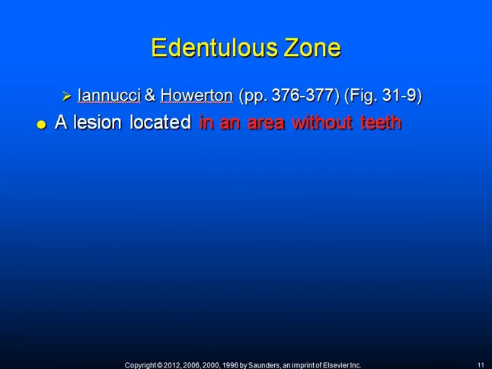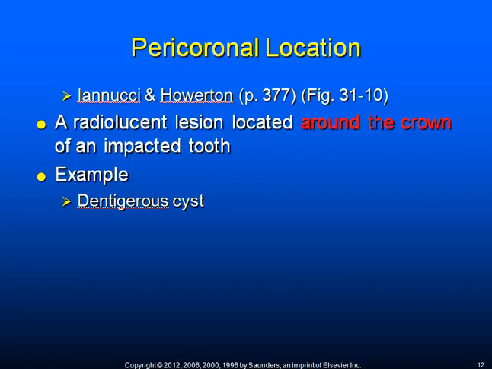The edentulous zone is that part of the patient's mouth that does not have teeth. Pericoronal means around the tooth or the crown of the tooth. Peri means around, coronal refers to the crown. Pericoronal location is a lesion located around the crown of an impacted tooth.